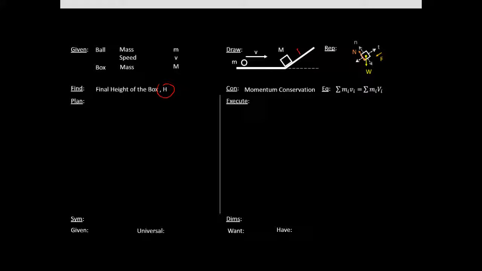Well, we know we want the box to be up here at some height h. It's rising without friction, so the energy is conserved. So probably a good thing is to use conservation of energy, right? So let's start with conservation of energy. One, conserve energy.